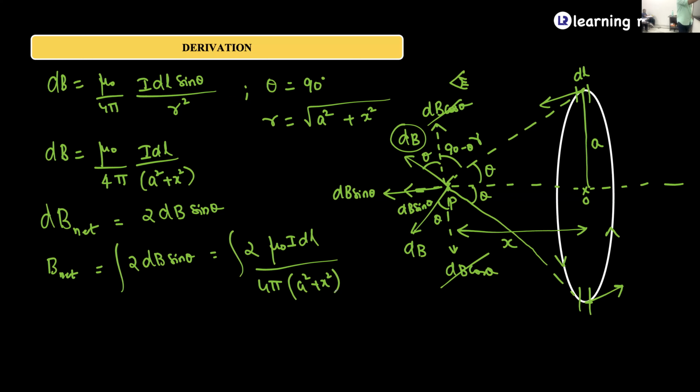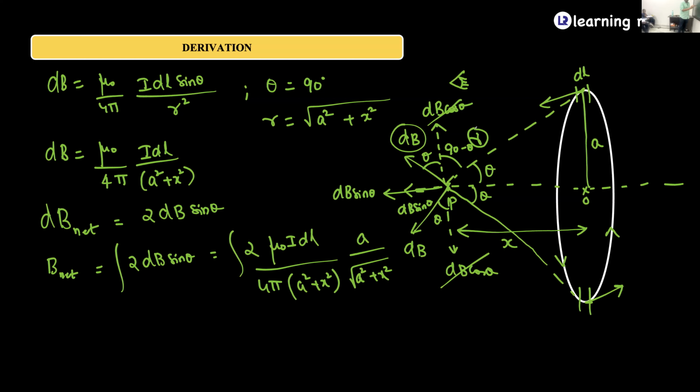Now, the next question is, what is sine theta? So if I look at this triangle, this is theta, this is the opposite. So what is sine theta? Opposite divided by hypotenuse. So a divided by root of a square plus x square. Why did I write it like that? Because it is going to be a by r. What is the value of r? Root of a square plus x square.